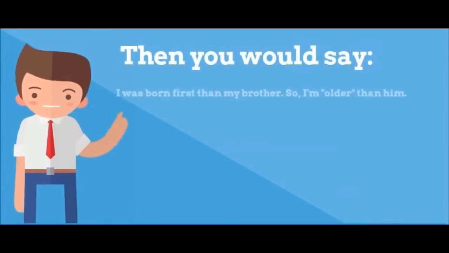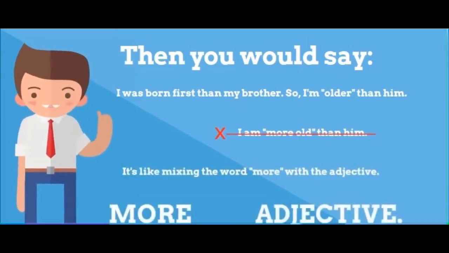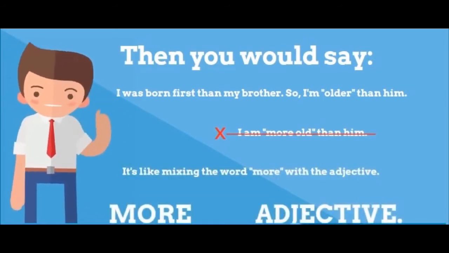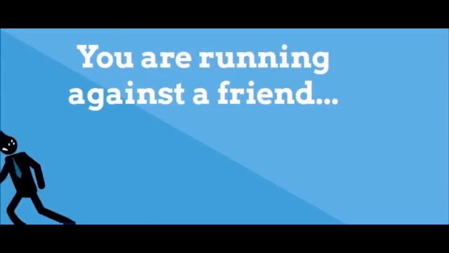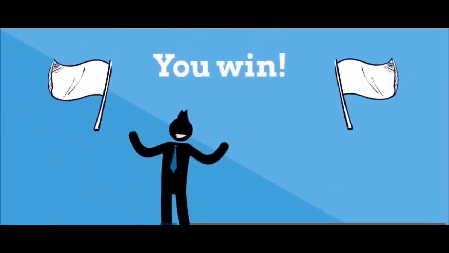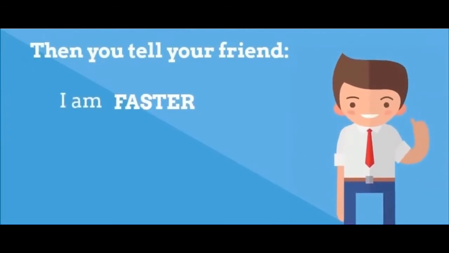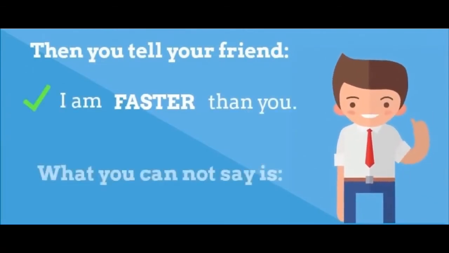Then you would say something like, I was born first than my brother, so I am older than him. What you cannot say is, I am more old than him. This is not correct. It's like mixing the word more with the adjective. Let's make an example. Guess you're running against a friend, only the two of you. And then you win. So what would you say to your friend? Then you tell your friend, I am faster than you, which is correct. What you cannot say is, I am more fast than you. This is not right. Well, moving on.